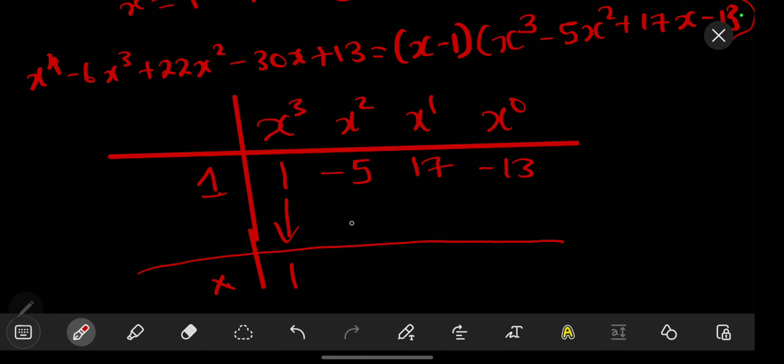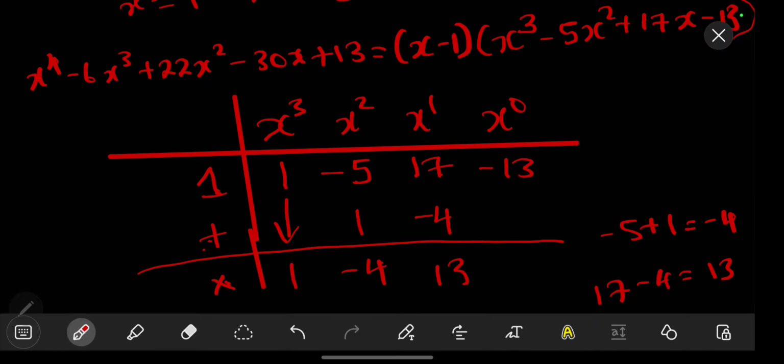So 1 times 1 will give us 1. Negative 5 plus 1 will give us a negative 4. So we are going to put negative 4 there, then multiply 1 times negative 4, it will give us negative 4. Then add 17 plus negative 4, which is the same as 17 minus 4, which is equal to 13. So we are going to have a positive 13. Then we have 1 times 13. This will give us a positive 13 like that. When you add negative 13 plus 13, that's a 0. So this is how we do that.